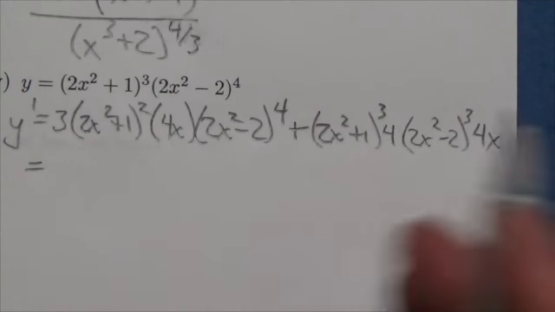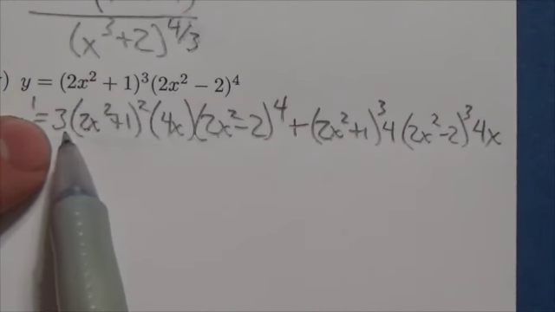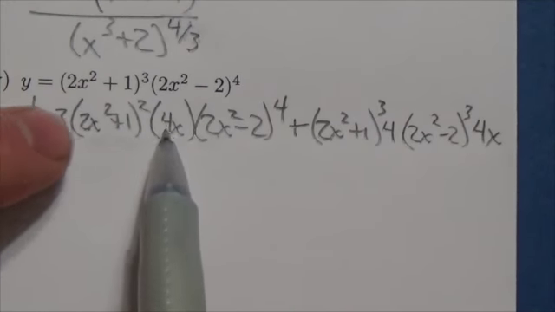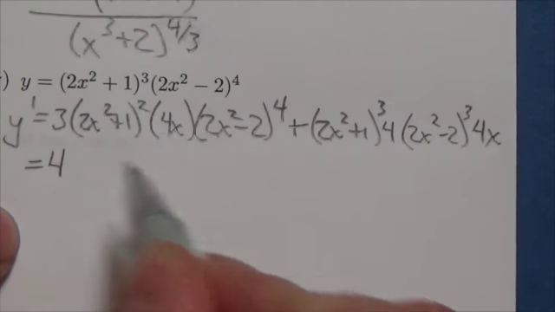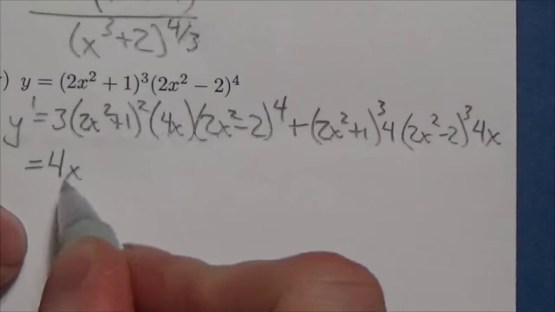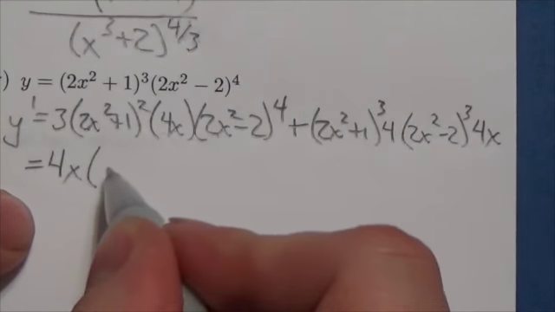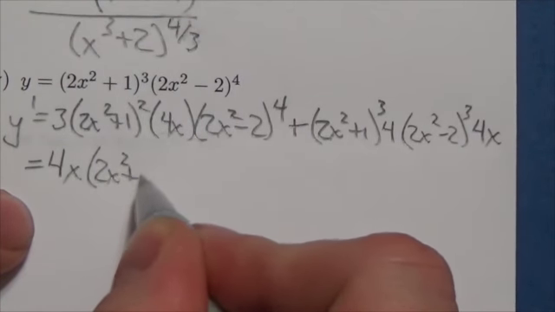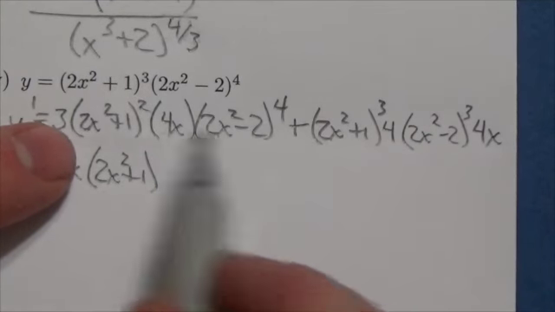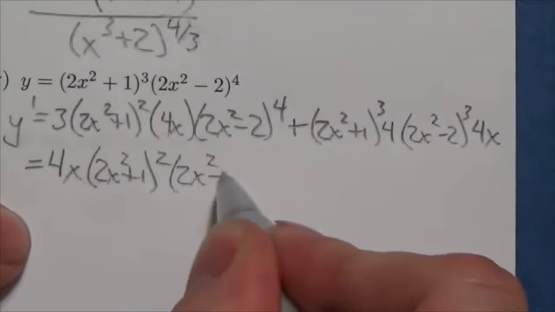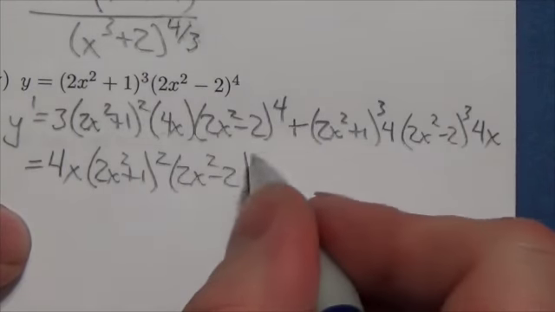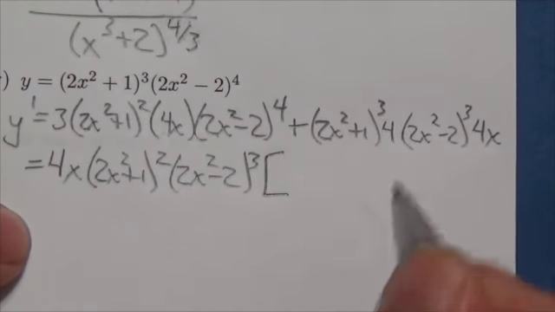Now, we are going to take out of this what's common here. So in terms of my coefficients, I've got a 3 and a 4, so I've got 12 here, and I've got 16. So I'm going to take out a common 4. We've got the x common, and then we've got the (2x² + 1). I just got to take a look. It's going to be squared, because that's the smallest exponent. And then (2x² − 2)³, because that's the smallest exponent.